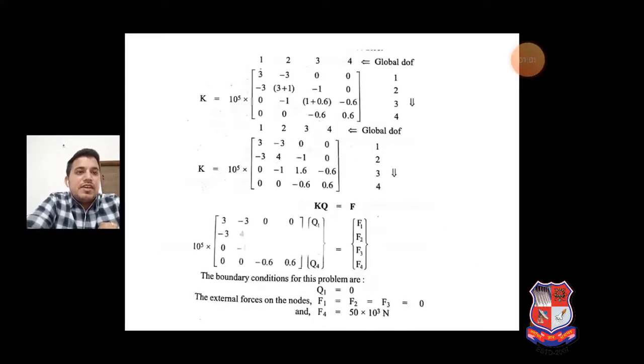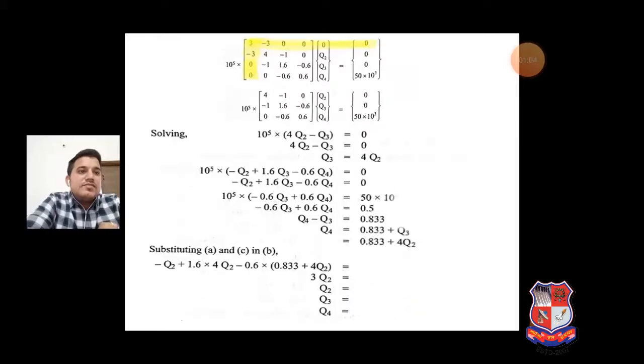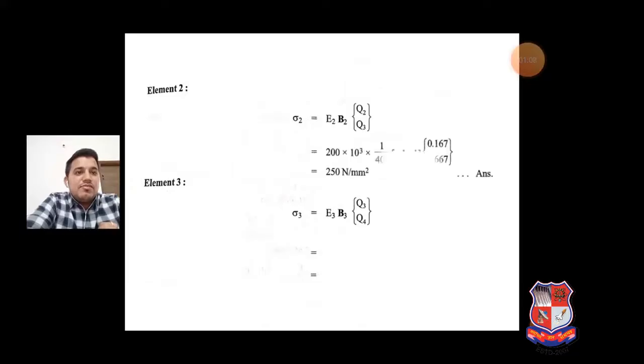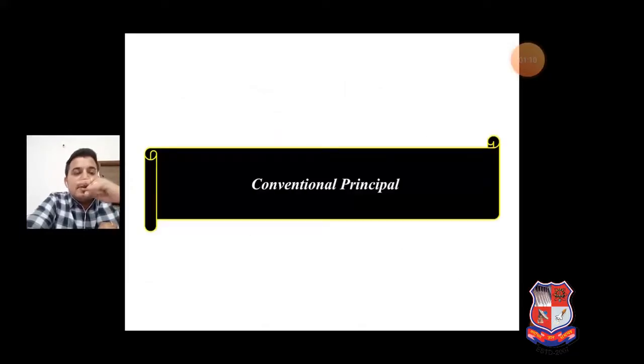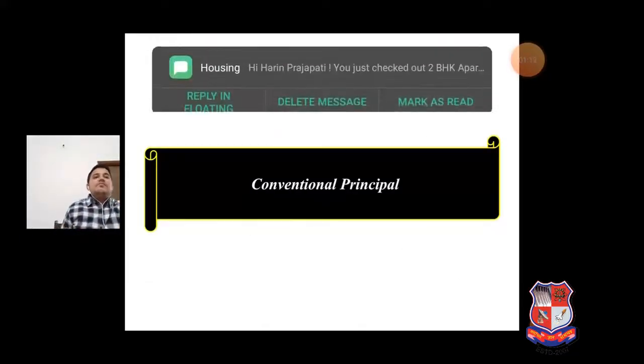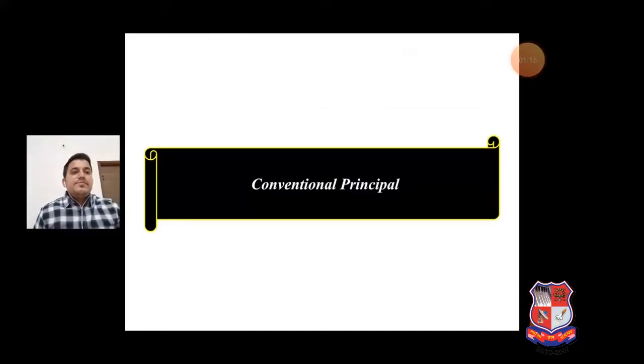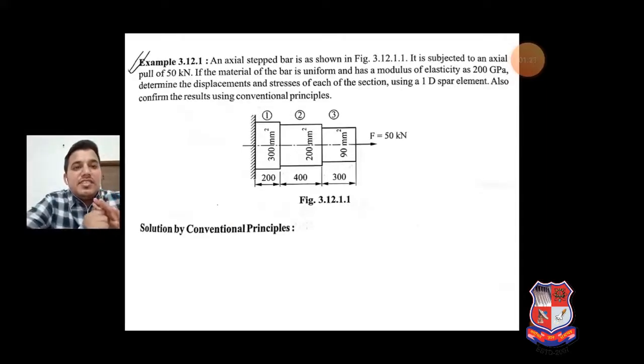So today we have to learn another method; we solve the same example by another method. So now we have to show the conventional principle. So the conventional principle, let's start with the same example. Again we read out the same.